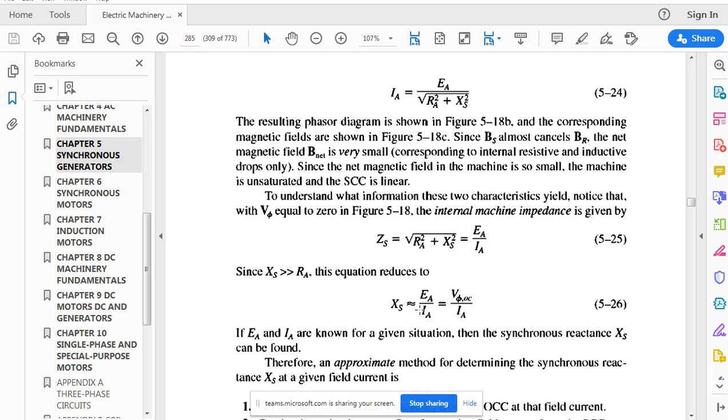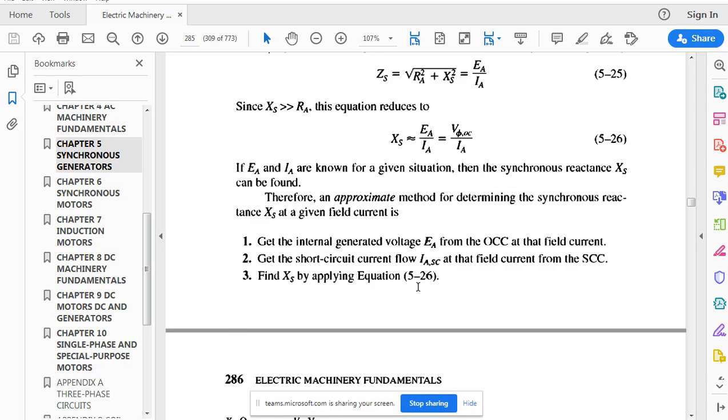What was EA? EA was the value of the induced EMF. It was actually EA or V phase because it was at no load. So at a rated value or some designated value of IF, you got it over there. And then IA at that same value of IF, you got as the short circuit current. That was calculated again over there. So XS was formulated over there.